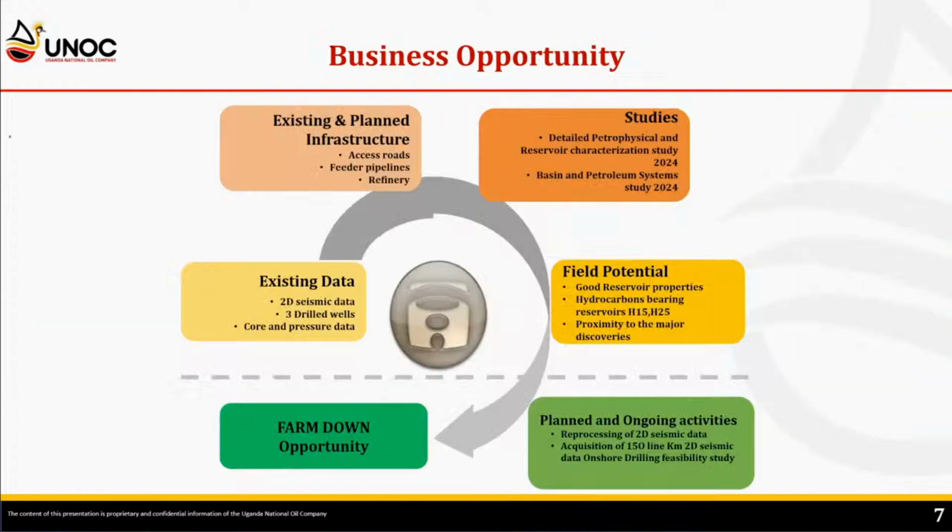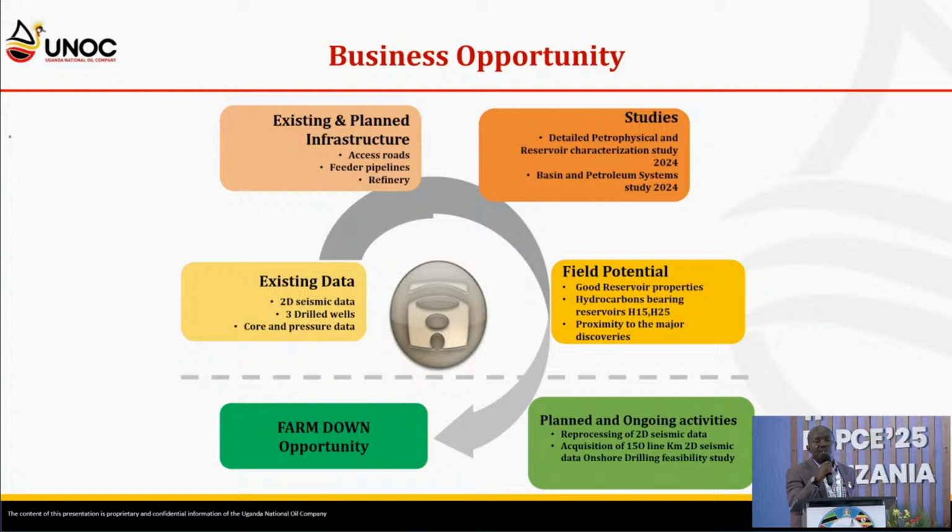Next slide. Okay. In conclusion, the Kasroban contract area is in an area that is already being developed. We have existing infrastructure and also planned infrastructure such as the access roads, the feeder pipelines, the refinery, and also a number of studies. By the end of last year, we completed a number of subsurface studies.